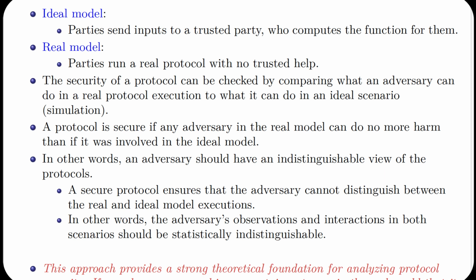The security of a protocol can be checked by comparing what an adversary can do in the real protocol execution to what it can do in an ideal scenario. We say in this case it can be simulation, right? So a protocol is secure if any adversary in the real model can do no more harm than if it was involved in the ideal model. What does that mean? The secure protocol ensures that the adversary cannot distinguish between the real and the ideal model execution.